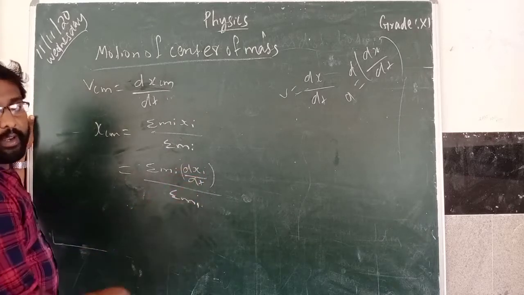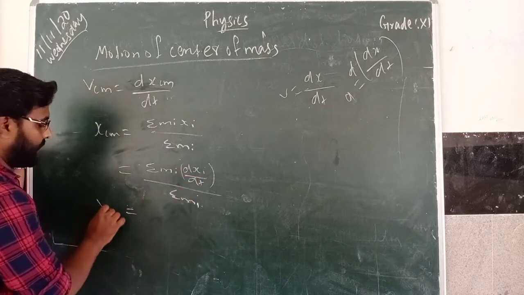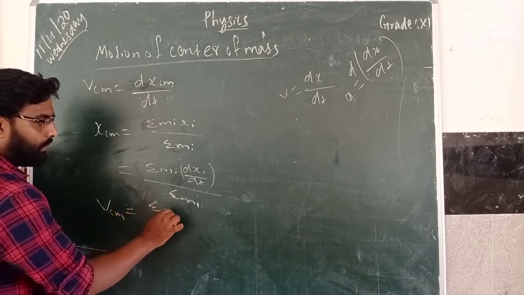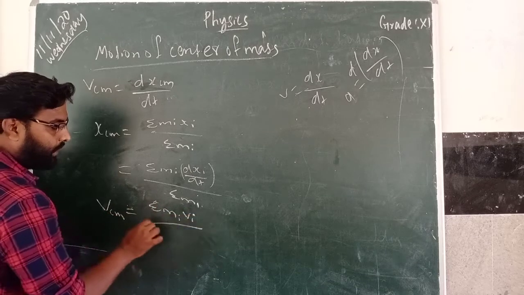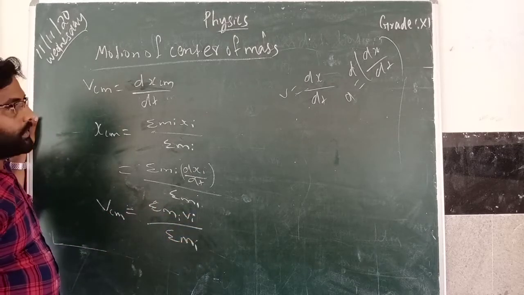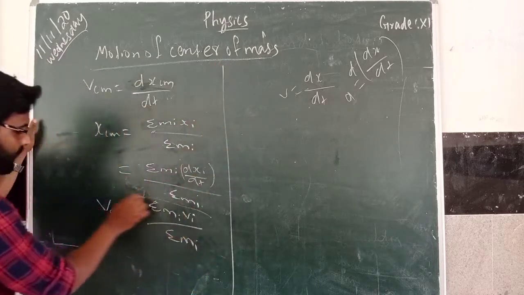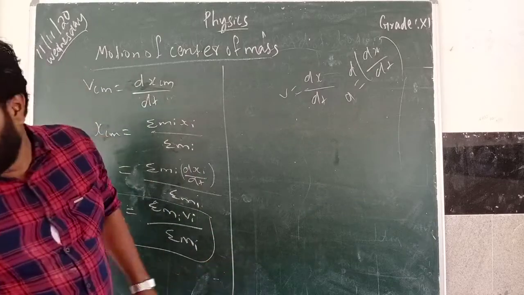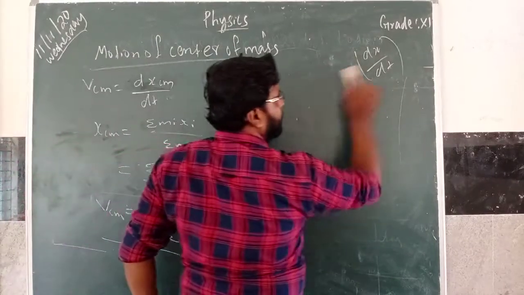So dx by dt means what? The velocity. So you can write this equation: Vcm is equal to sigma mi vi by sigma mi. The same formula. This is how we can find the center of mass for moving rigid bodies.